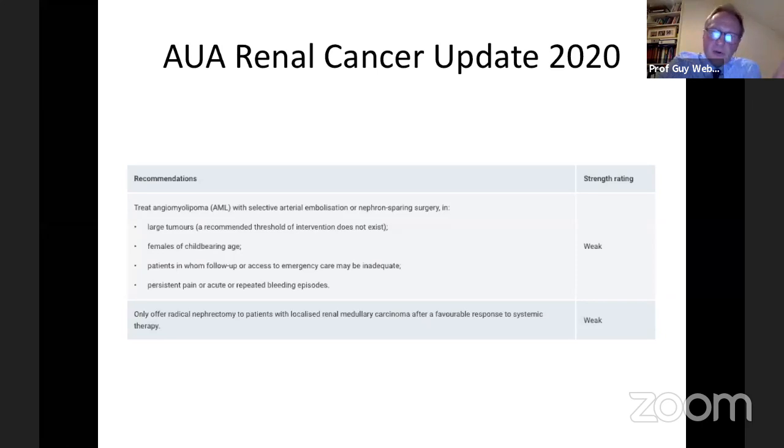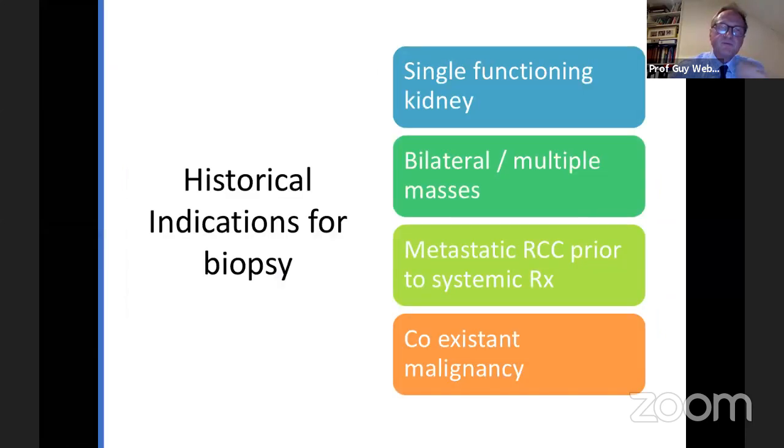Females of childbearing age, because of the hormonal changes that take place, have an increased chance of spontaneous hemorrhage. And patients for whom follow-up to access emergency care may be inadequate, so patients with poor compliance, consider some form of definitive intervention. And those patients with persistent pain or repeated bleeds. I think that's useful because I previously used to find it quite difficult to know what to do, particularly with the small ones that you see.